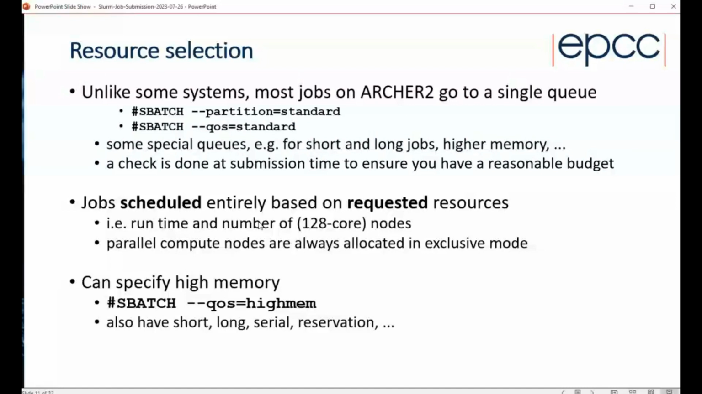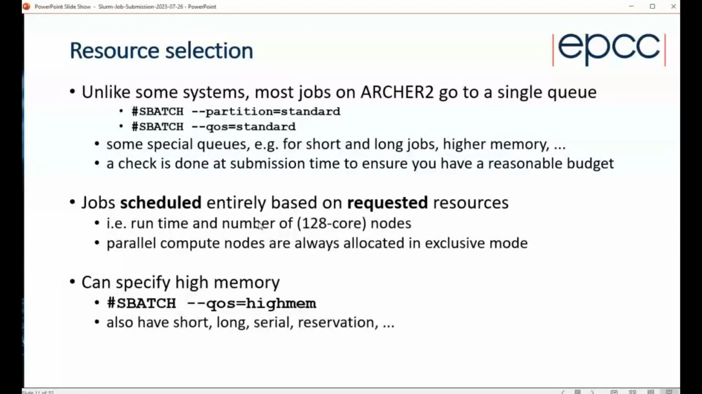Okay, but it's not foolproof because your job isn't necessarily going to run for the full submission time, and you can submit. So you can go negative on your CU budget, but this is to stop you going incredibly negative. So there are some tolerances there in a check script. But the important point is your jobs are scheduled entirely on the requested resources. I mean, Slurm doesn't know how long your jobs are actually going to run for. All it knows is how long you said it was going to run for.